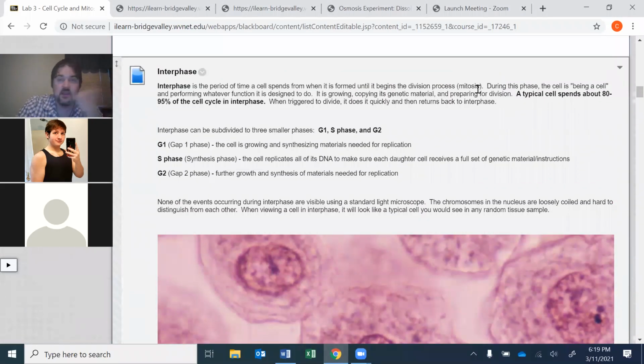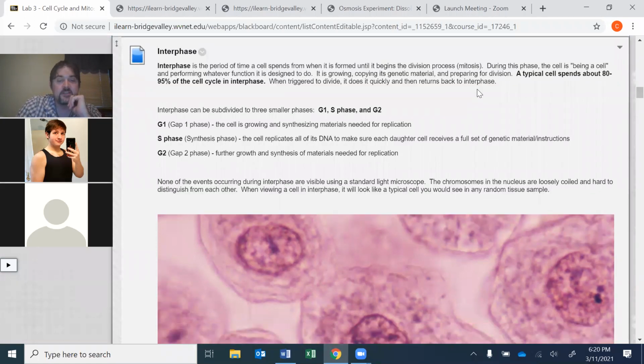All right, interphase, you can't tell anything obvious. It's the period of time between divisions. The cell's being a cell, doing its job. It's growing, it's copying its genetic material, and it's preparing for division. A typical cell spends most of its life, most of the cell cycle, in interphase. When it's triggered to divide, it does it quickly, and then it goes back into interphase. So interphase is between divisions. You can't see the chromosomes. When you look at a cell underneath the microscope, it just looks like a typical cell. You'll be able to see the nucleus, but you can't see the individual chromosomes.